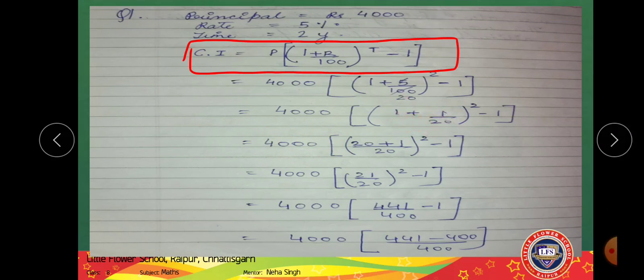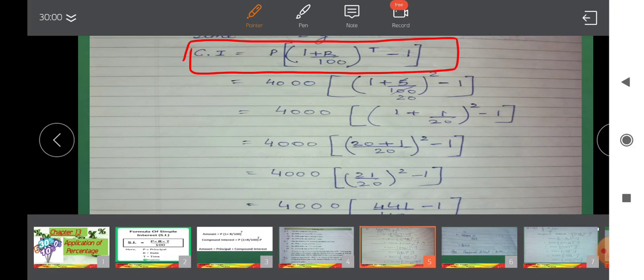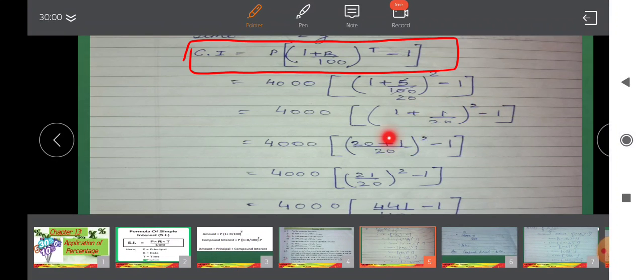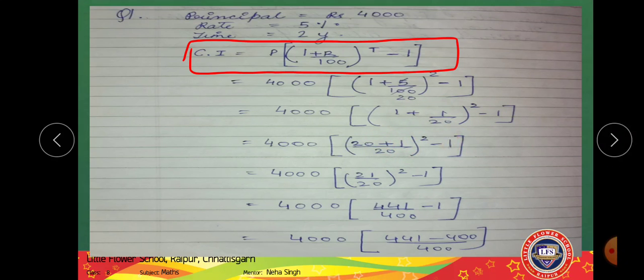Here we'll take the LCM or we'll cross multiply. 20 into 1 is 20 and 1 into 1 is 1 upon 20, right, and minus 1. This will be in square. 4000, 20 plus 1 is 21 upon 20 whole square, minus 1.